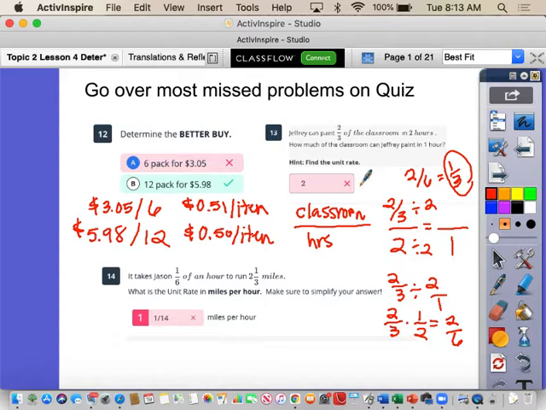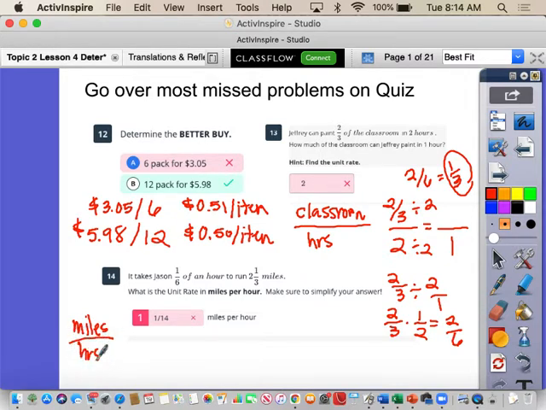All right, and then number 14 was another most missed. It takes 1/6 of an hour to run 2 1/3 miles. So we want to know the unit rate in miles per hour. All right, so if I'm looking for miles per hour, what needs to go on top, my miles or my hours, Rebecca? Miles would go on top, absolutely. So we're going to have miles over hours.